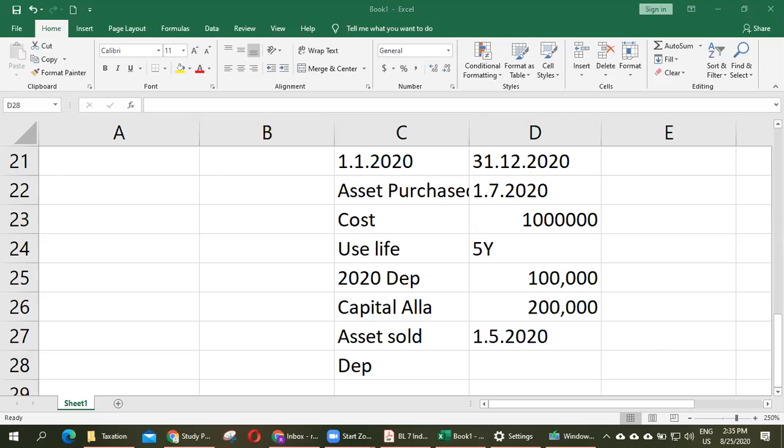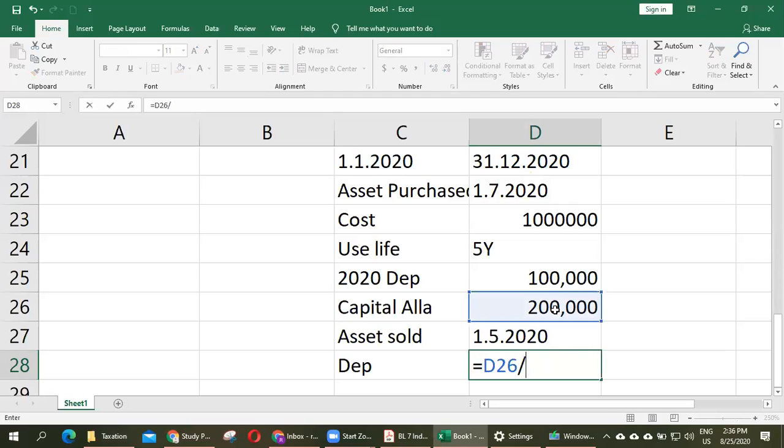Accounting depreciation per year, how much? 200,000, right? Per year, 200,000. But it has been used only for 4 months: January, February, March, April. So we have to divide 2 million by 12, multiplied by 8.